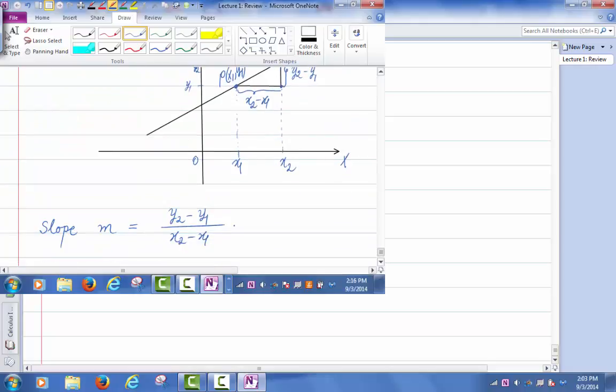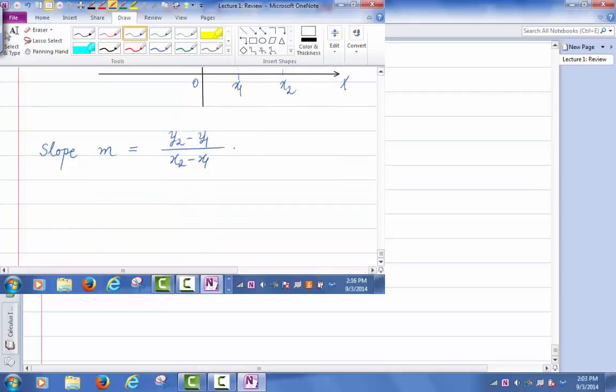And when will this slope be 0? When the line is horizontal, like when y2 minus y1 is 0, which would mean that it's a horizontal line, right? Yes. Okay.